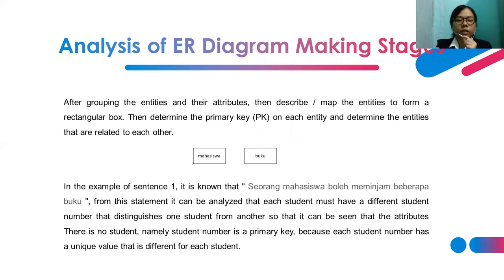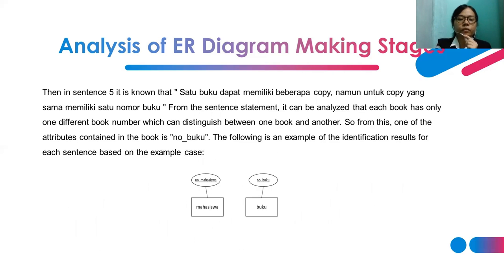In the example sentence 1, it is known that seorang mahasiswa boleh meminjam berapa buku. From this statement, it can be analyzed that each student must have a different student number that distinguishes one student from another, so it can be seen that the attribute in student, namely student number, is the primary key because each student number has a unique value that is different for each student.